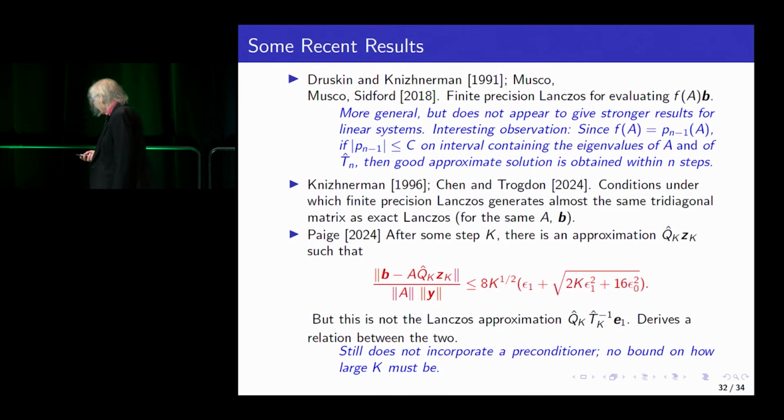Paige, very recently, showed that after some step, say capital K, there is an approximation Qk hat times zk such that the relative residual is bounded in this way. But this is not the Lanczos approximation. He does derive a relation between the two, but it still does not incorporate a preconditioner, and there's no bound on how large k must be. So again, I don't consider that a proof of backward stability, not yet.